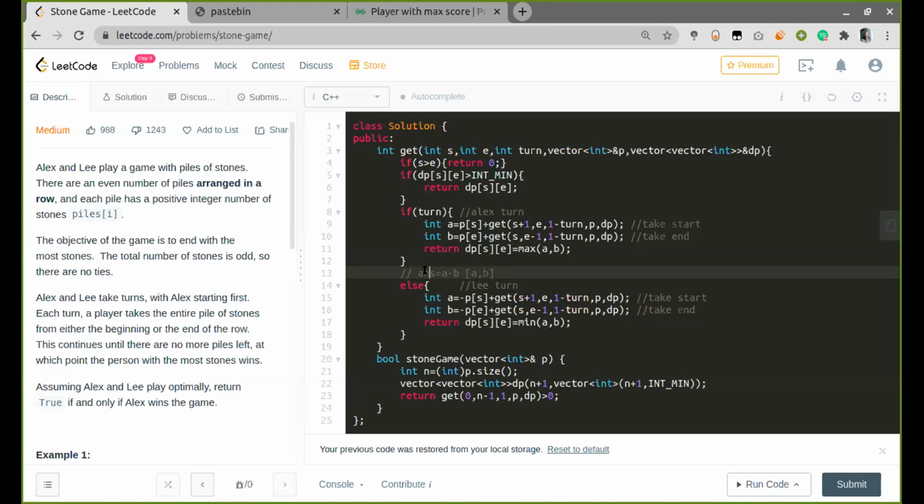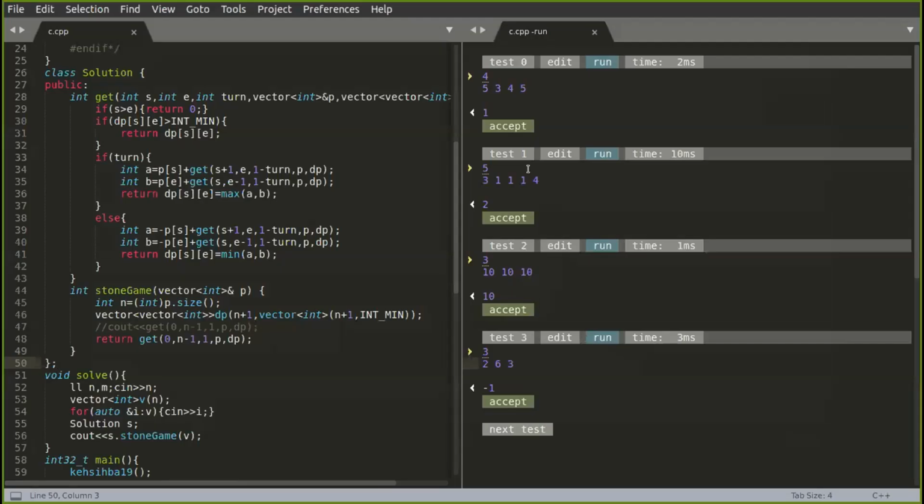Now, if the answer value is greater than 0, this means Alex has a higher value than Lee, so Alex will win. So this is why I thought so, but I don't know if it is correct or not, since I tried it for multiple test cases. Let me share.